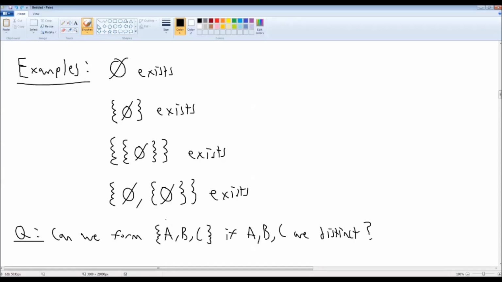Now here's a question. Can we form a triplet? Can we form a set containing exactly 3 elements? And the answer to that question is not yet. And here's why. The reason we can't form a set with 3 elements is because when you apply the axiom of pairing, you get a new set that contains either 2 elements or in special cases, 1 element when those 2 elements have to be the same. However, it never gives you a set with 3 elements.